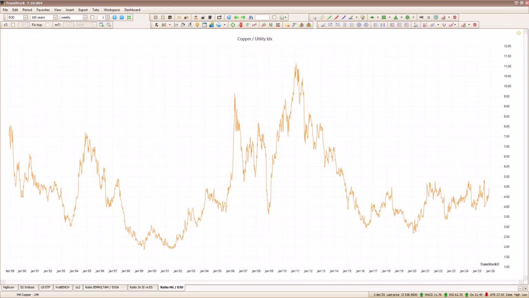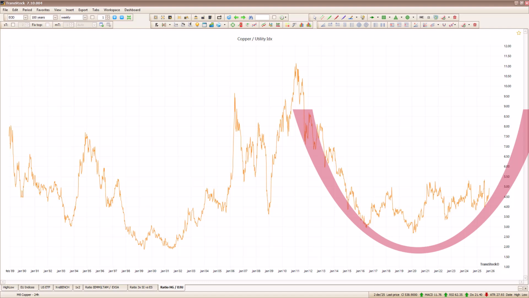Second study. The relationship between copper and the utility index. Both are closely connected. Here too, you clearly see a rounded bottom with an ascending triangle in progress. So, watch for outperforming copper miners.